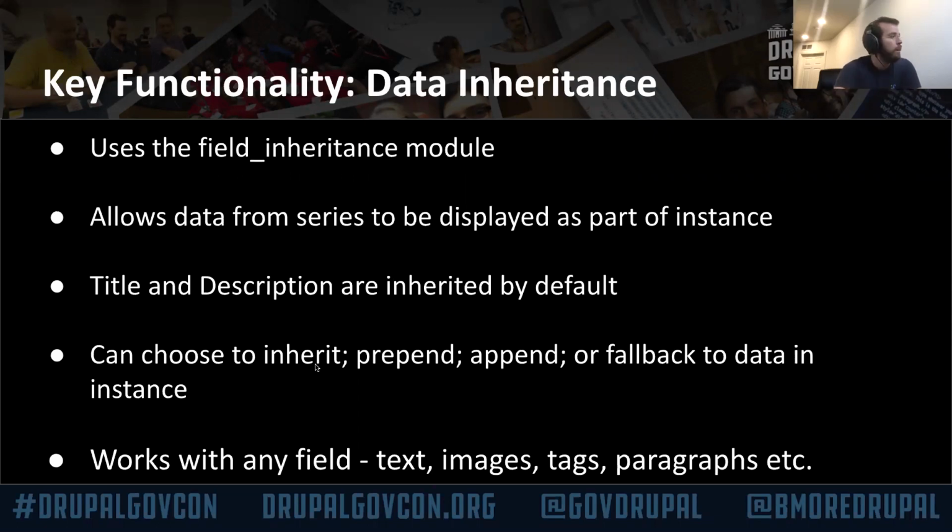Finally, this works with any field, at least every field we've tried so far: texts, images, taxonomy terms, lists, text areas, paragraphs. We've got field inheritance working for all of those things. If there are fields that don't work, the system for inheriting is actually pluggable. So someone could write a new plugin which would allow us to inherit data from a different field type.